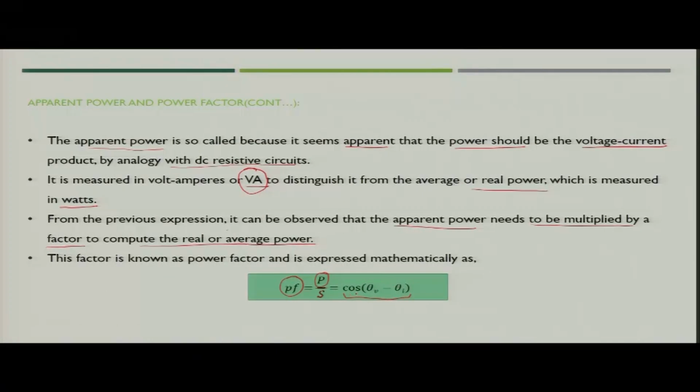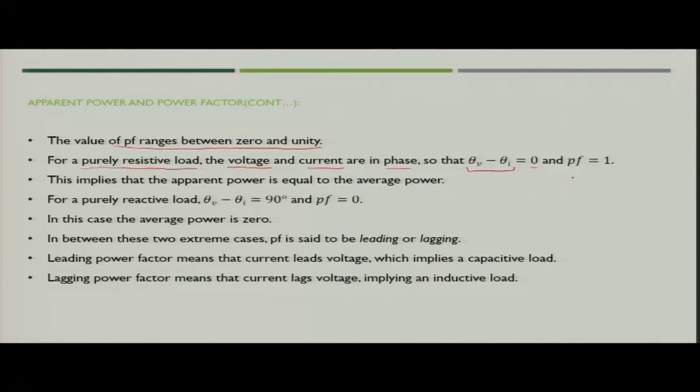In that case, the value of cos(θV − θI) will be equal to 1. So, the power factor would be 1. That implies that apparent power is equal to the average power in this case. In case of purely reactive load, when θV − θI is equal to 90 degrees, that can be either inductive load or the capacitive load, the power factor would be 0. So, in this case your average power would be 0.